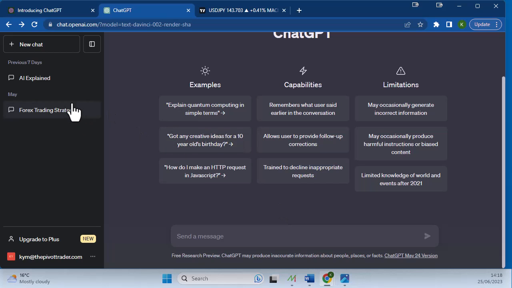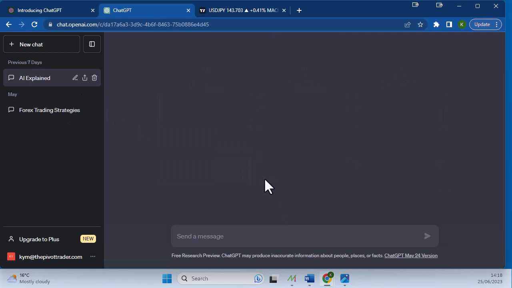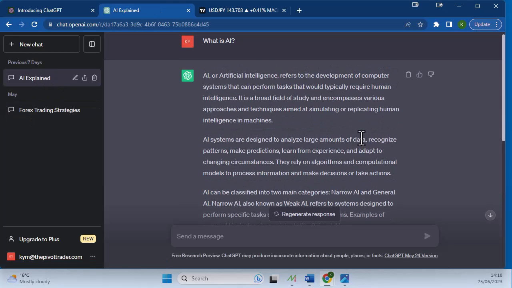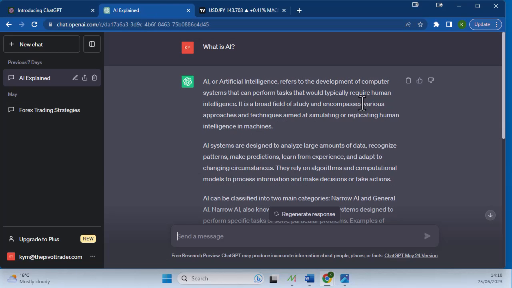Now, first things first, I'll click onto this little question here, "AI explained," just so you get some sort of idea. Now, it's going to come up in a second. Here we go. Artificial intelligence refers to development of computer systems that perform tasks that would typically require human intelligence. Well, as I said, a lot of systems that are out there at the moment still require human intelligence. Now, it's a broad field of study, encompassing various approaches and techniques aimed at simulating or replicating human intelligence in machines. Now, this, for sure, most things don't do at the moment.